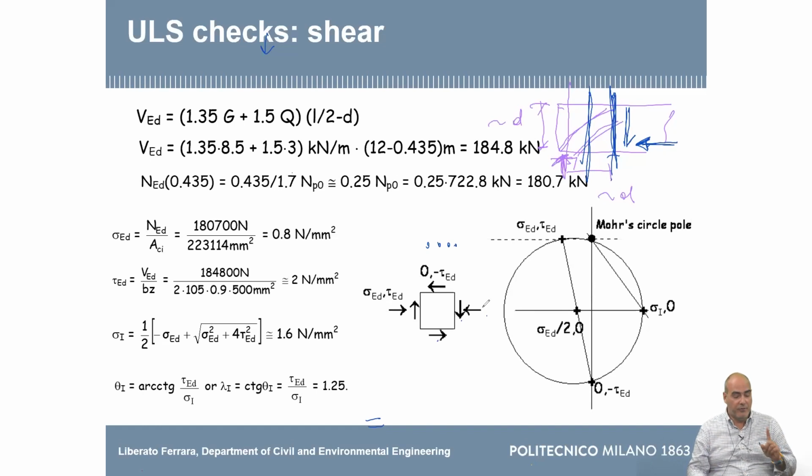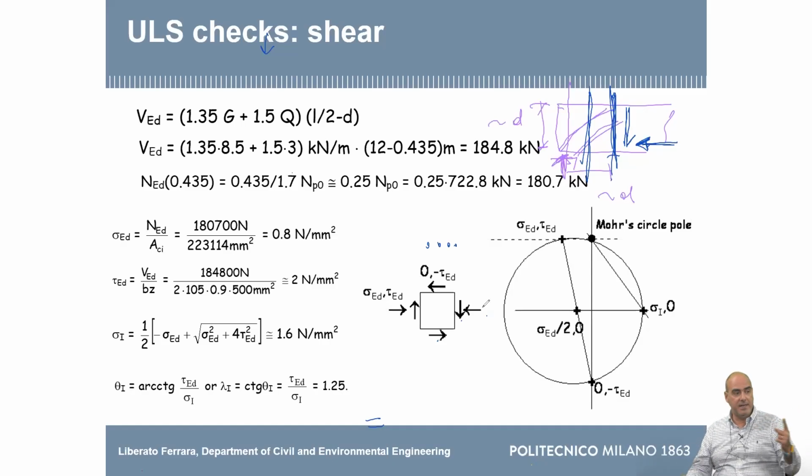So your first cracking angle will not be 45 degrees. It will be different. It will be already a little bit lower because you already have the compression stress, which alters that. So what we do, and if you calculate the cotangent of this first cracking angle with the Mohr circle, it turns out to be not 1.